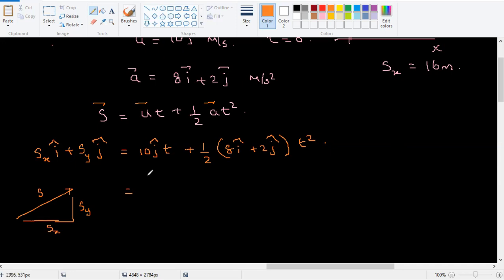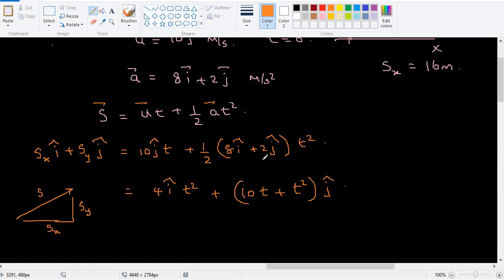So that means I'm going to write it as 1 by 2 into 8, which is 4i, into t squared. Plus the 2 cancels, so t squared will be there, and then there is a t here. So 10j, 10t plus t squared into j.